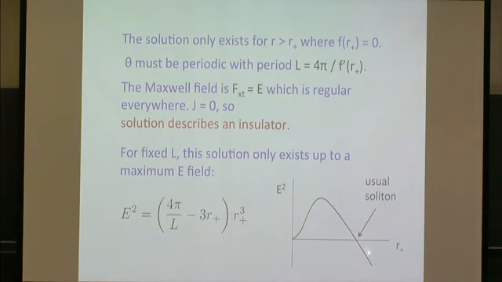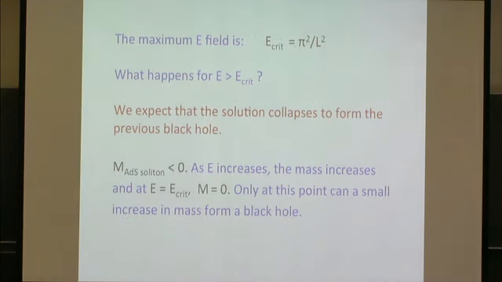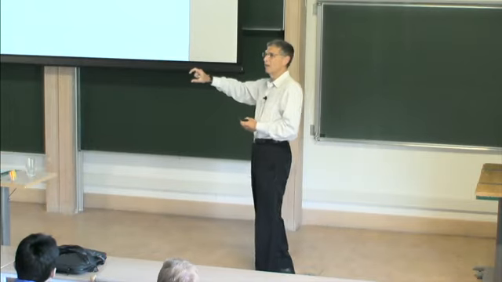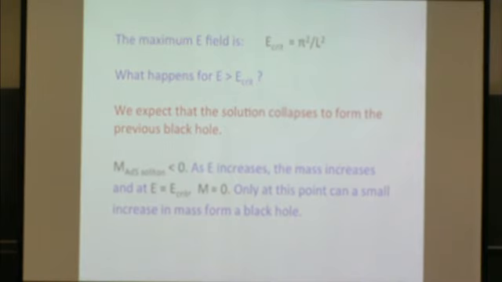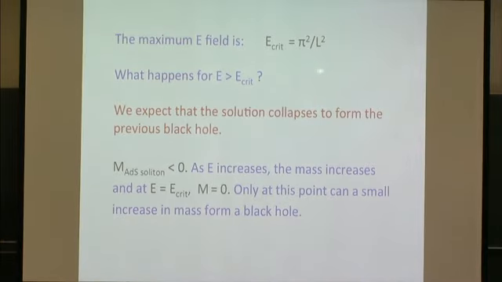So as you increase E, you see that the tip moves in, and then it has this maximum value of E. So the maximum value of E, the critical value, is equal to pi squared over L squared. I'll remind you that 1 over L is the scale for the mass gap in this theory. And you can ask what happens for E bigger than this critical value. We expect that this solution simply collapses down and forms the black hole that we've been talking about.